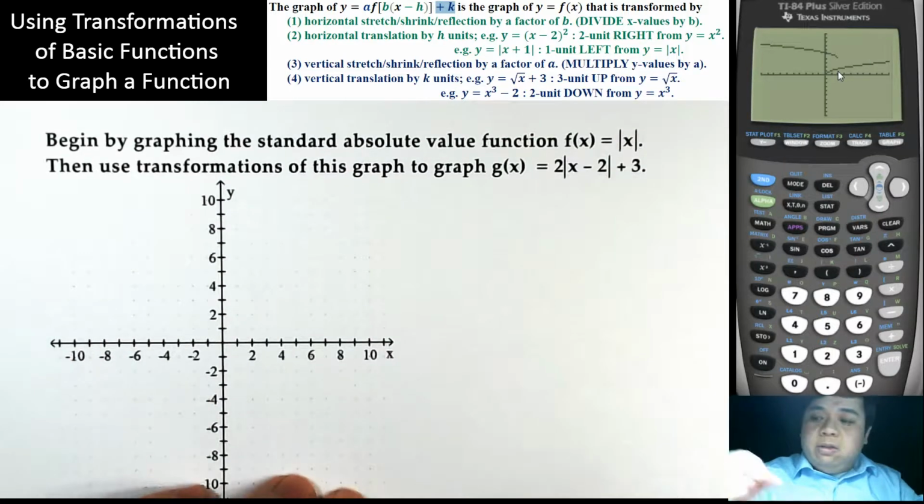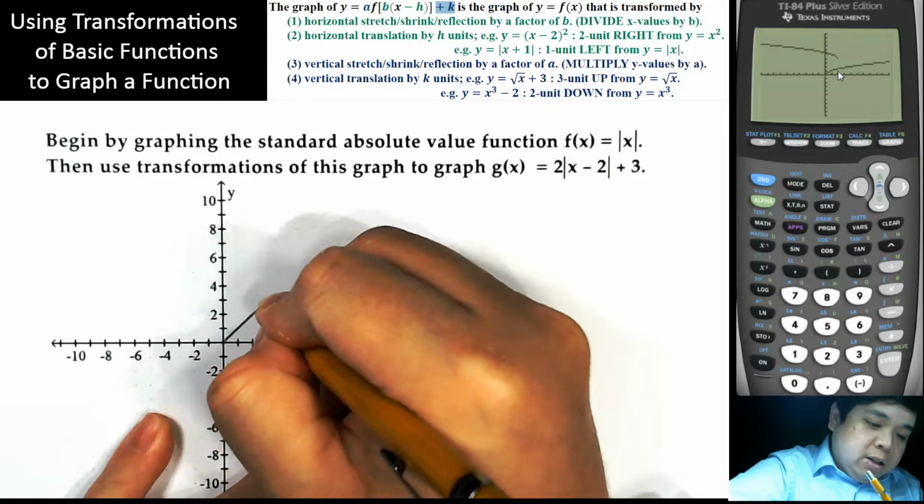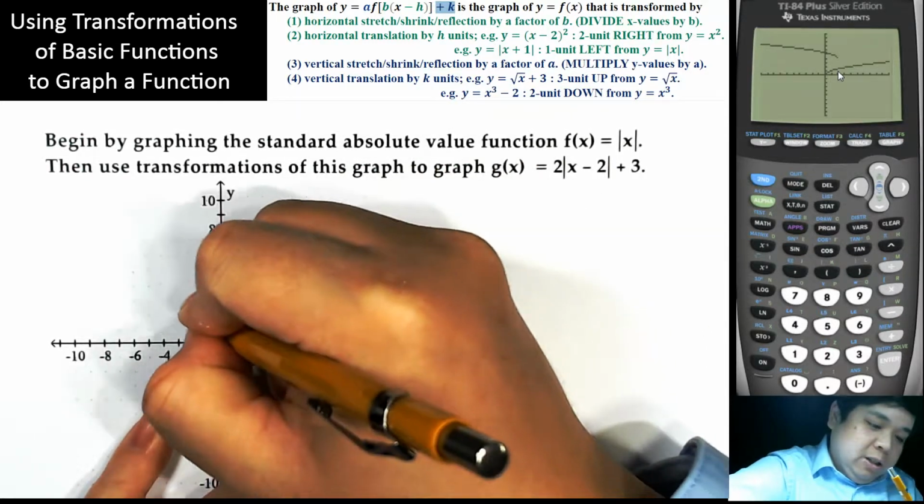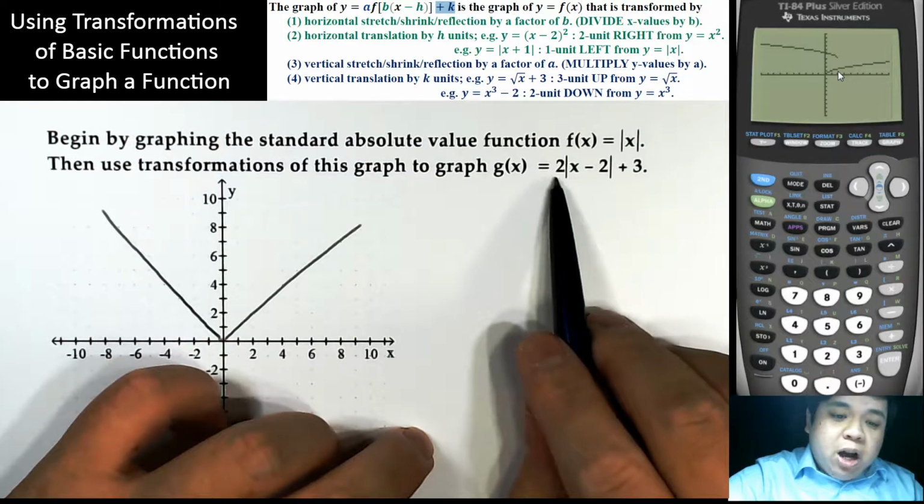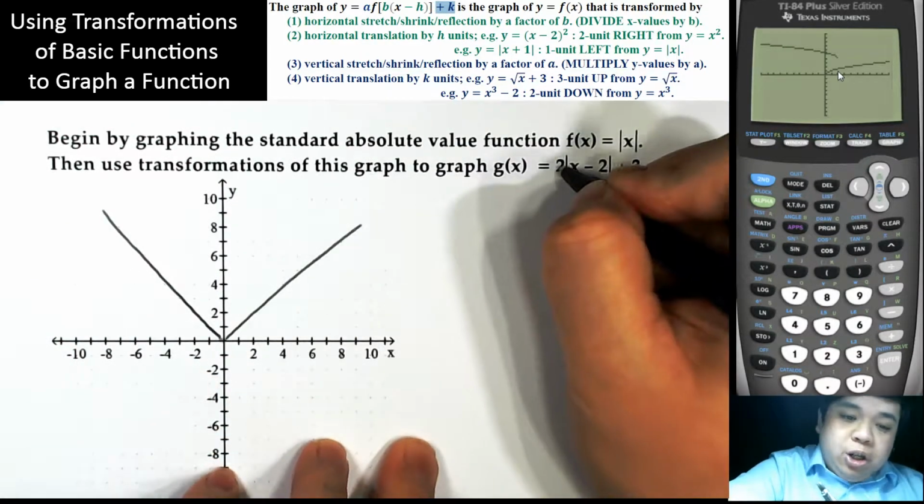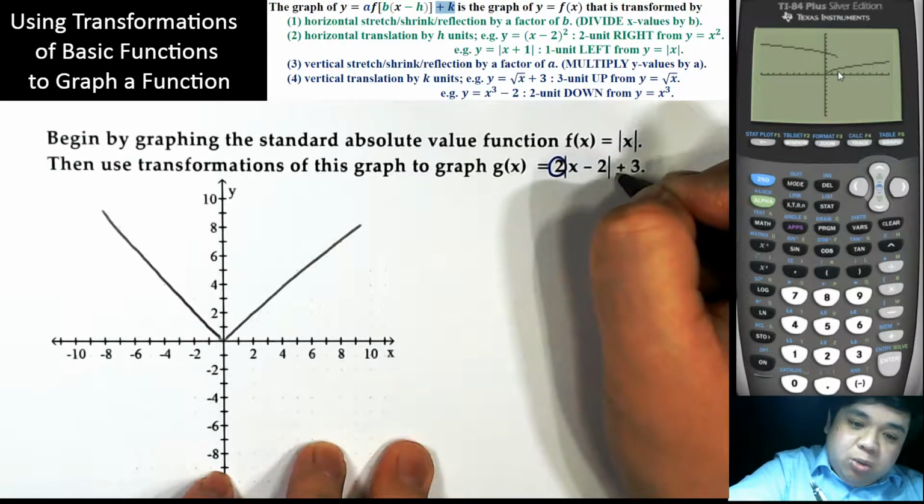This time we have the absolute values. Absolute values function is a V. So the basic function is like that. Now let's look at the transformation. Then what do we have? First, outside of the absolute values, we have the 2, and then we have a plus 3.